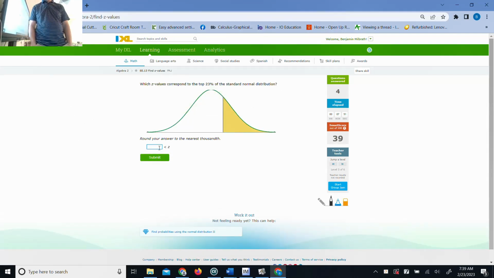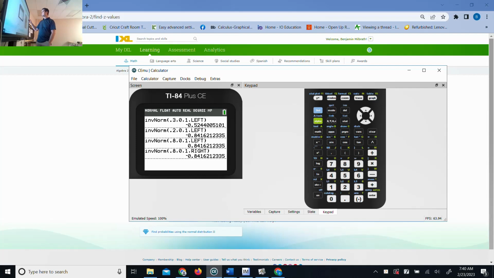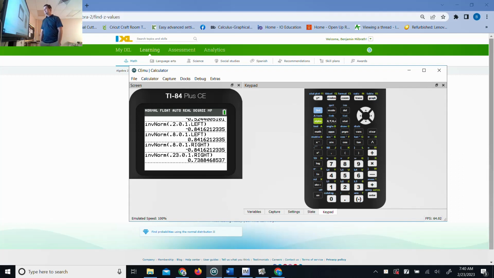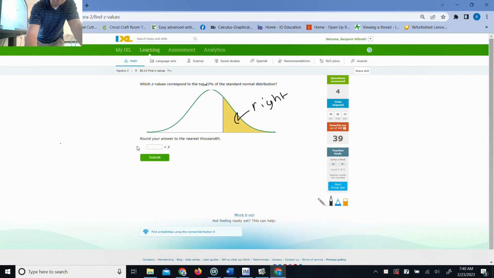Still doing good. Top 23, still a right tail. That's the big deal. And I want to use the decimal 0.23. Second vars. I could go back and edit my previous line, save just a tad bit of time, but it's not going to kill you to just keep typing this stuff in. Still a right tail. 0.739 is my answer.